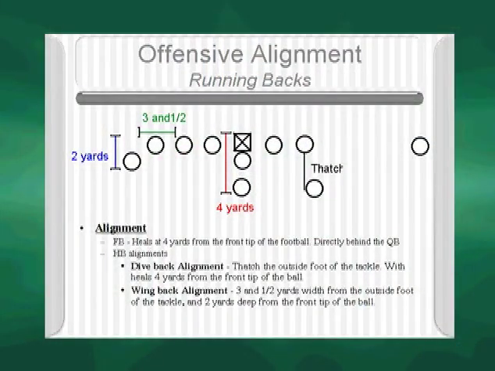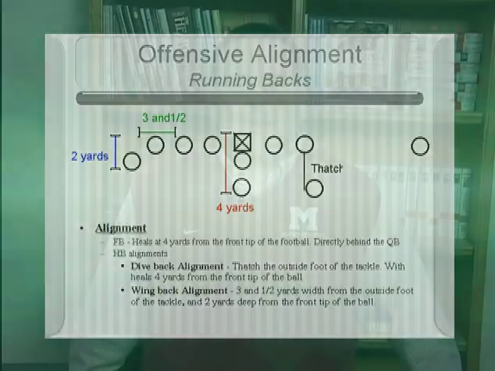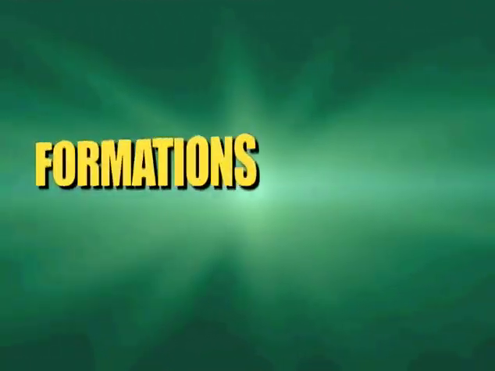Here's a diagram of our alignment. Our left halfback is in the dive back position. He's thatching the outside leg of the tackle. Our fullback with heels at 4 yards is directly behind the center. And the right foot of our right halfback, who is now lined up in the wing back alignment, is 3.5 yards from the right tackle.